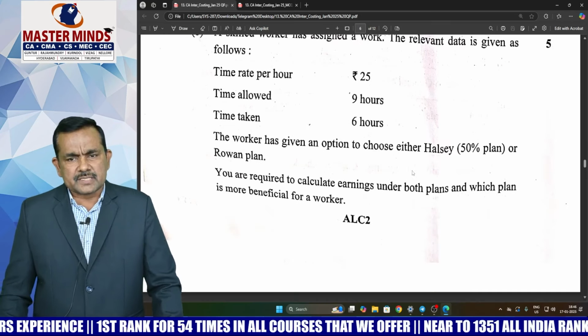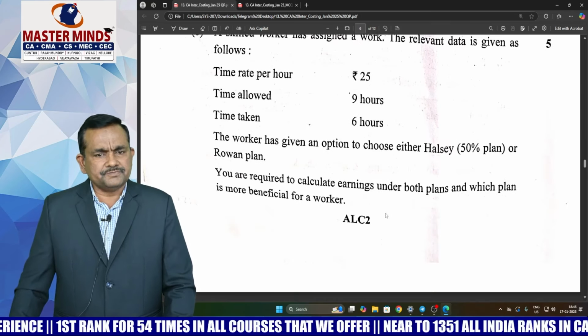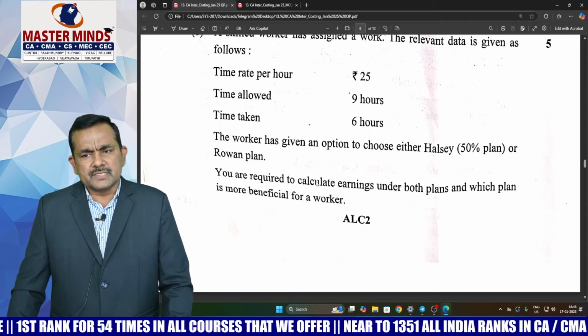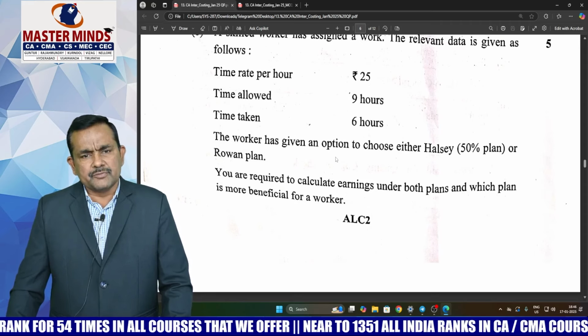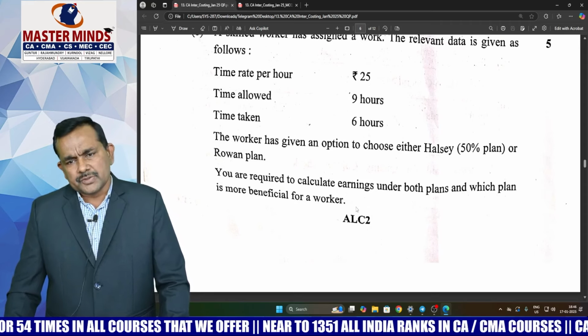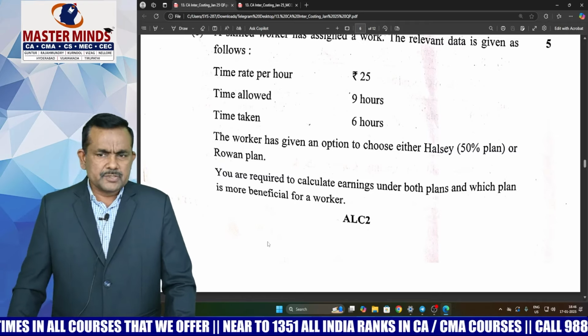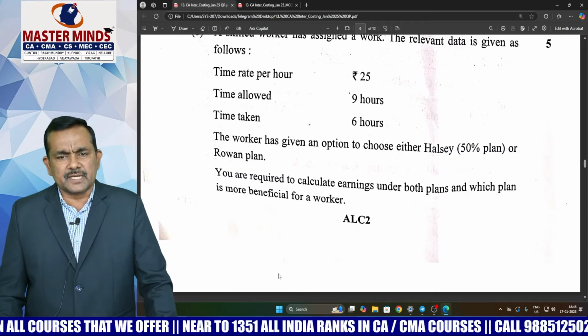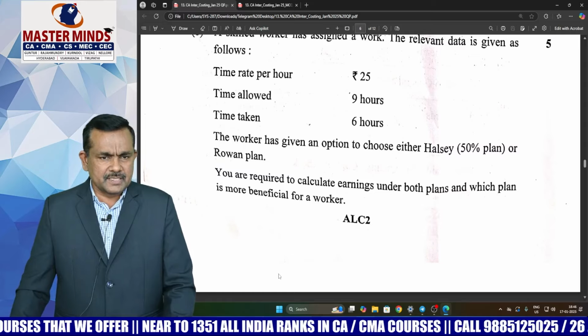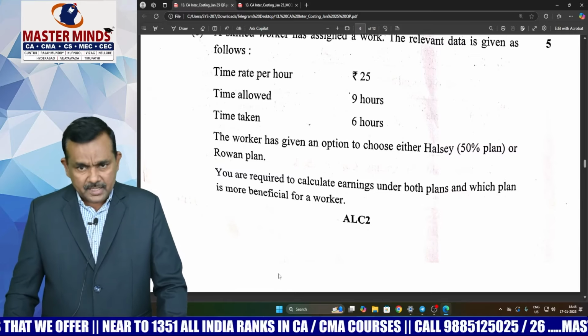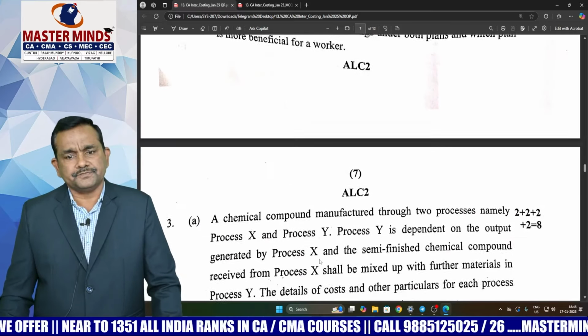So here the question is asking about the Halsey scheme or Rowan scheme. Which option should be selected, sir? So calculate the earnings under both plans. Apply the values. You can easily calculate the earnings under Halsey and the earnings under Rowan.